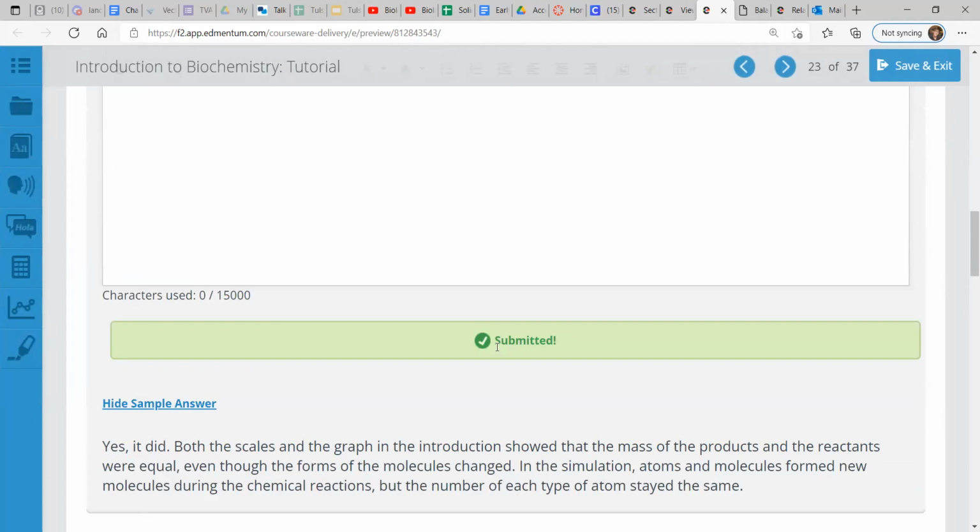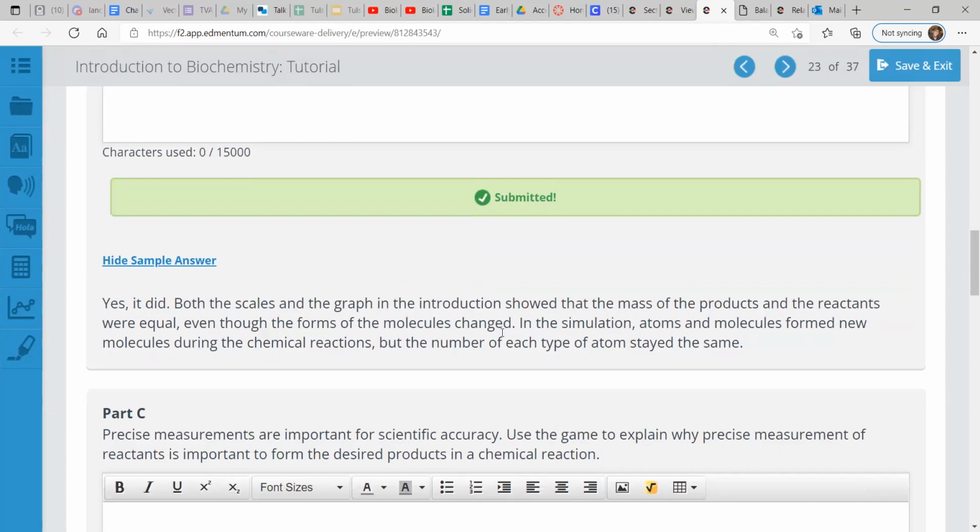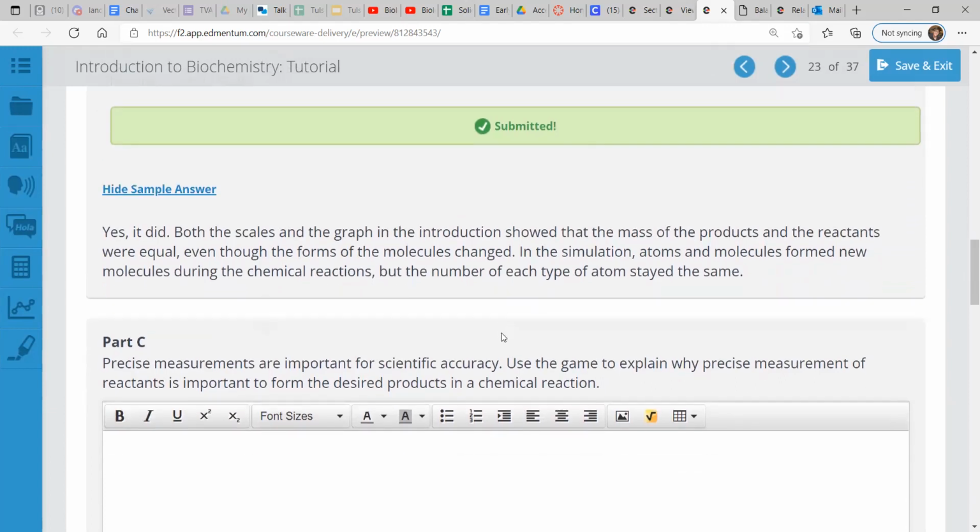Why or why not? Well, it did, of course. Both the scales and the graph in the introduction showed that the mass of the products and the reactants were equal, even though the forms of the molecules changed. In the simulation, atoms and molecules formed new molecules during the chemical reactions, but the number of each type of atom stayed the same.